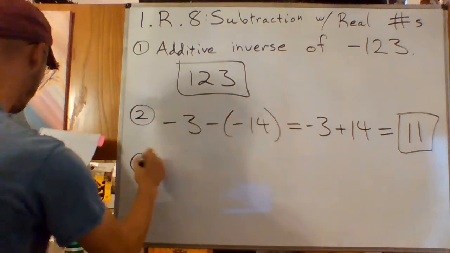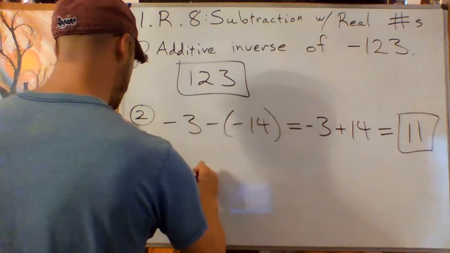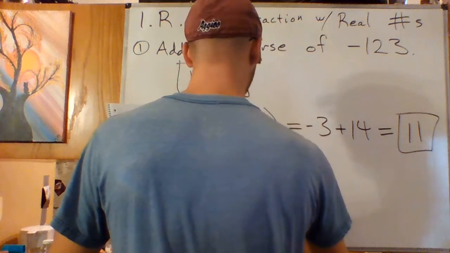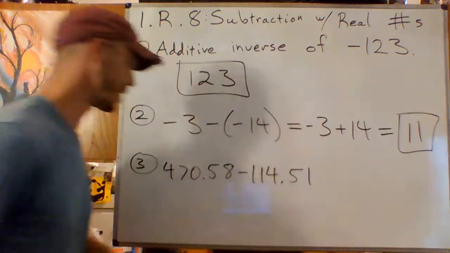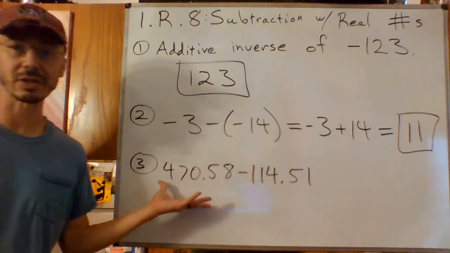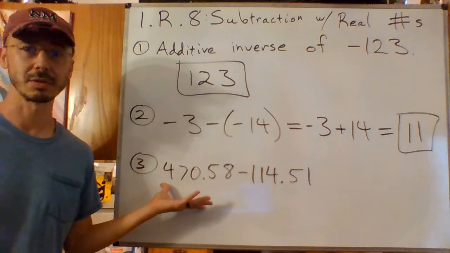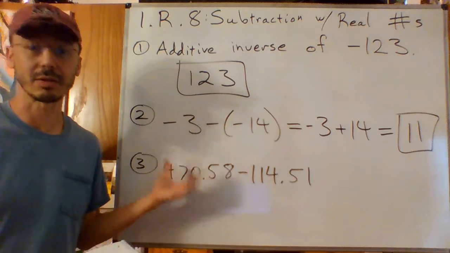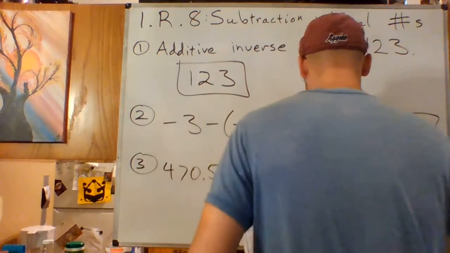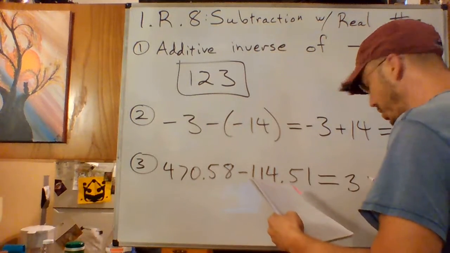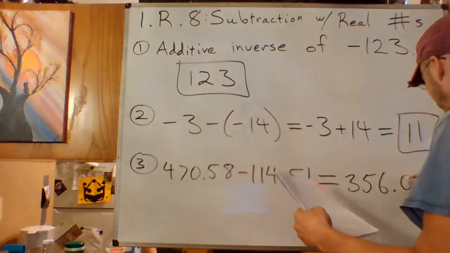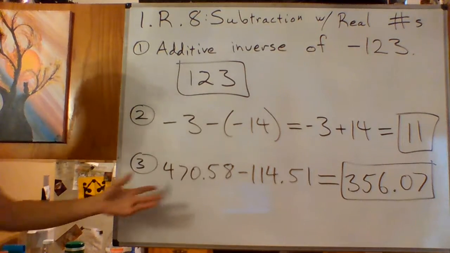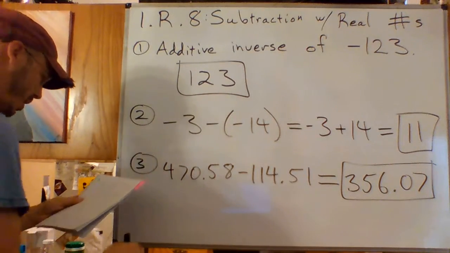For the third one, I got 470.58 minus 114.51. And that's a great problem for a calculator. You can do 5-digit subtraction on paper. You can't do it in your head probably. But it's really easy on a calculator. You just have to type exactly what it looks like here. And do that and make sure you get 356.07, just to check your calculator and check your operation of it. It's pretty straightforward for this one.